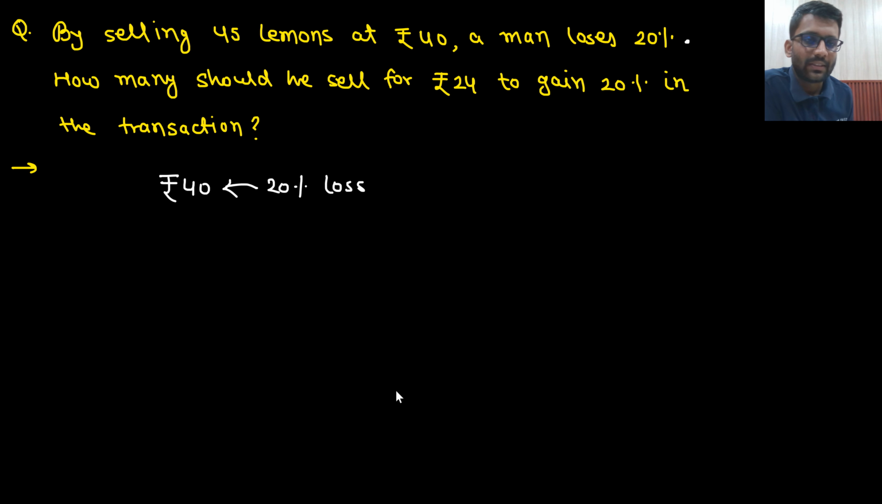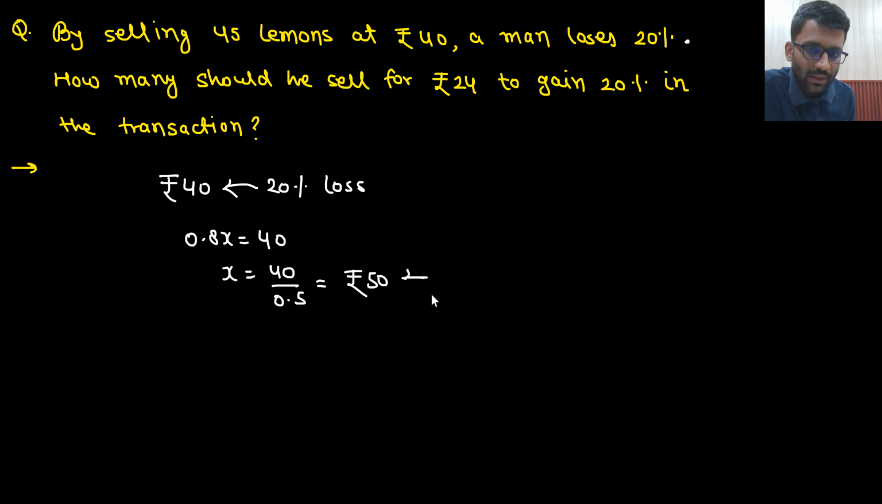He is getting this after 20% loss. So what was the actual price? Can you tell me what was the actual price? That means it was 80% of the actual price, right? So the actual price was 40 by 0.8. That means 50 rupees was the actual price. Say yes or no. This was the actual price because he is getting 40 rupees after 20% loss. So 45 lemons were of 50 rupees.